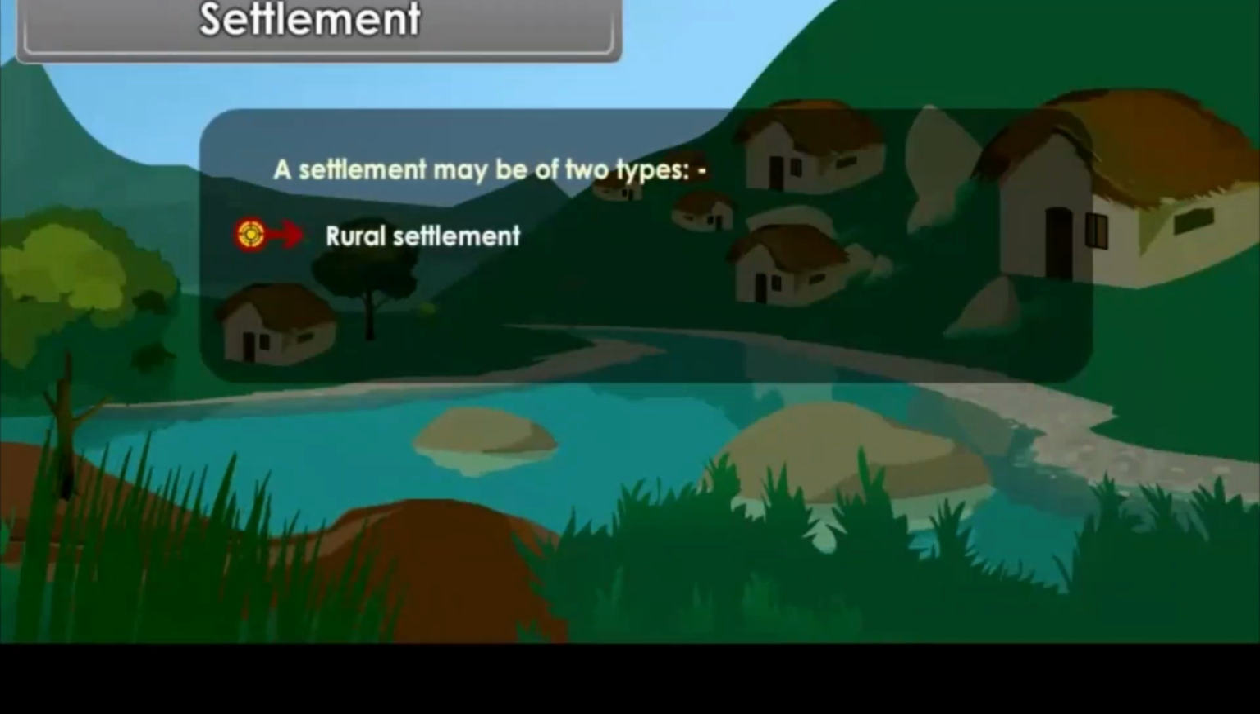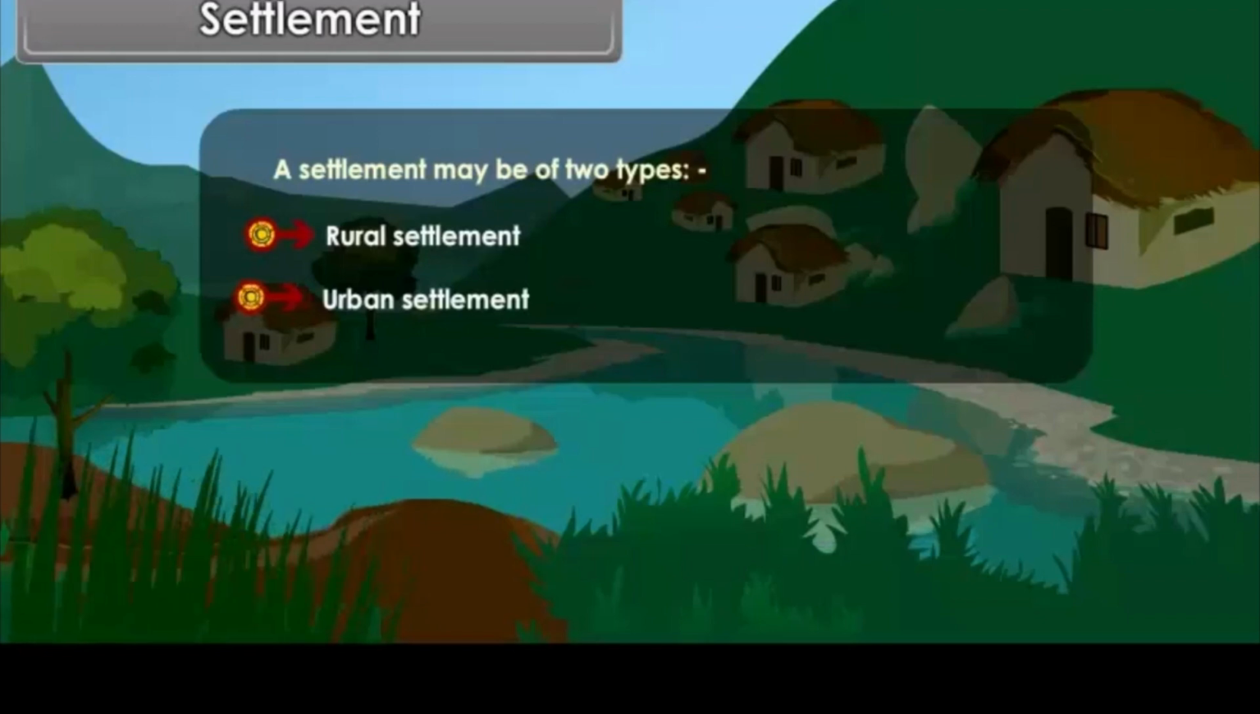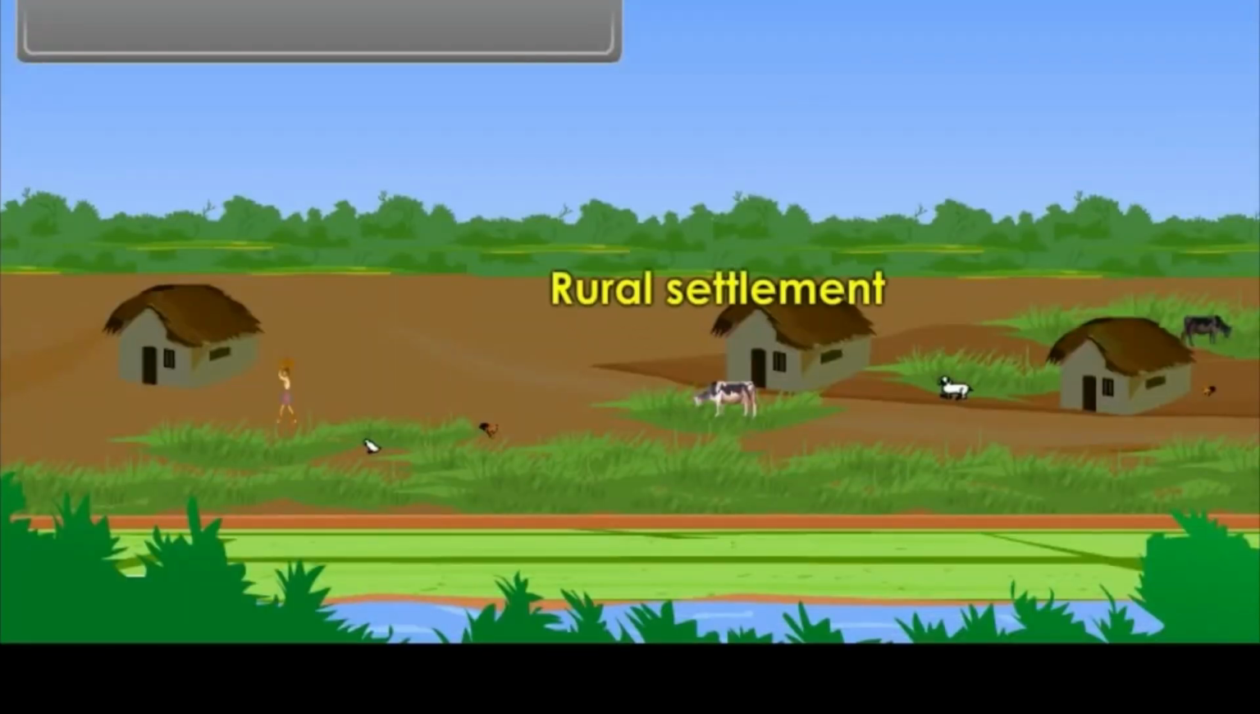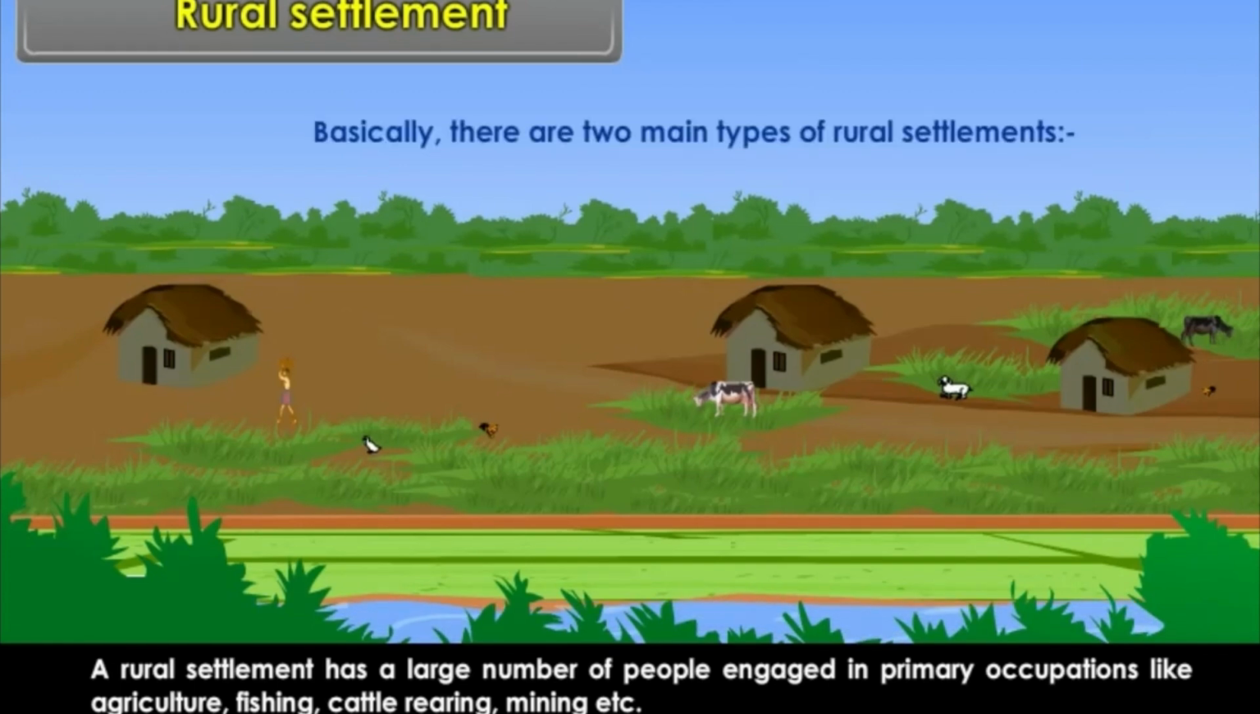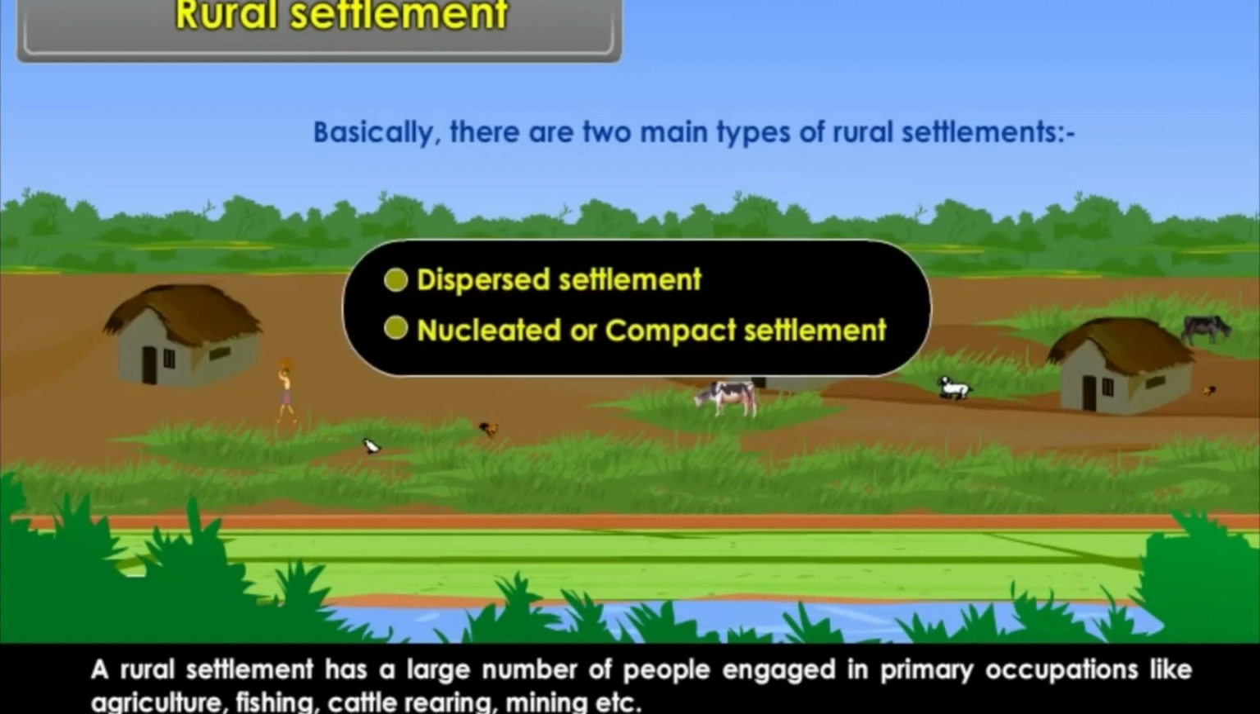Rural settlement, urban settlement. Rural settlement. A rural settlement has a large number of people engaged in primary occupations like agriculture, fishing, cattle rearing, mining, etc. Basically, there are two main types of rural settlements: dispersed settlement, and nucleated or compact settlement.